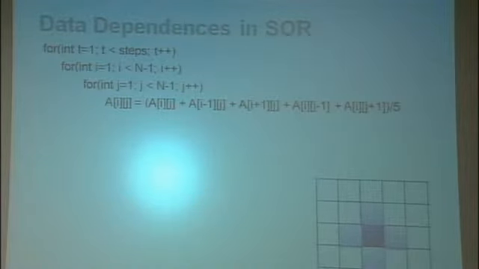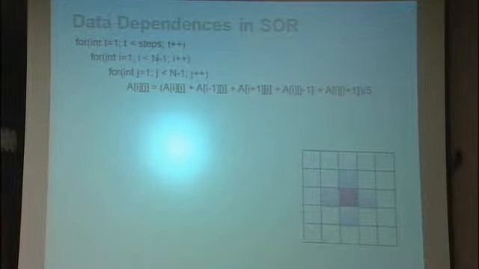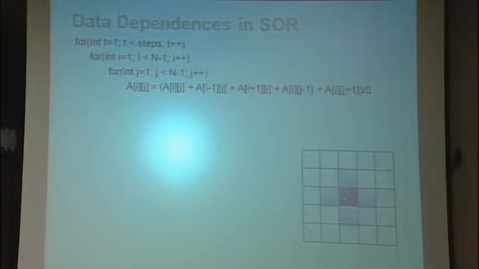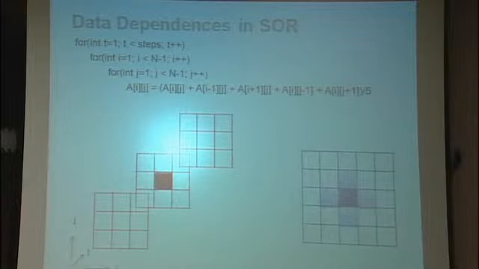So here's my basic data space. Here are my data items. Here's my array, a 2-dimensional array. This is how I'm trying to update. I'm reading all these 5. So here's my iteration space. It's hard to give you a 3D diagram. I don't have a 3D projector.